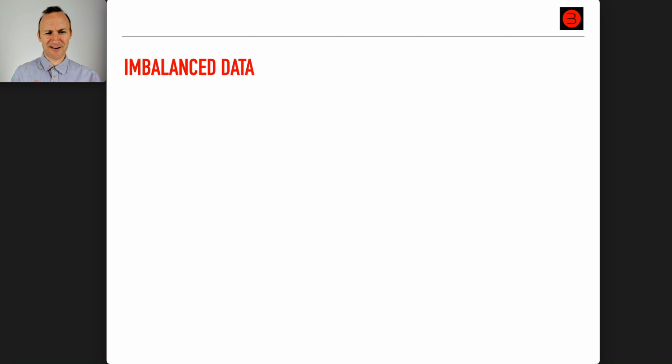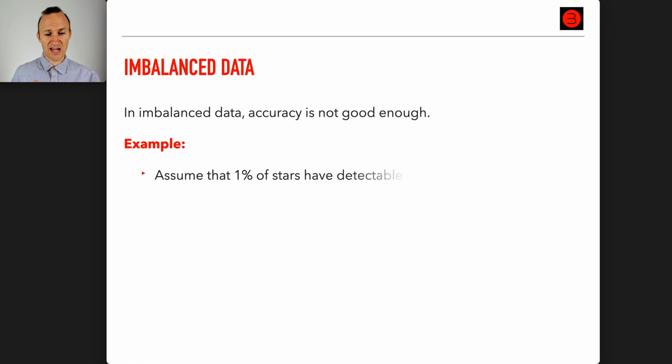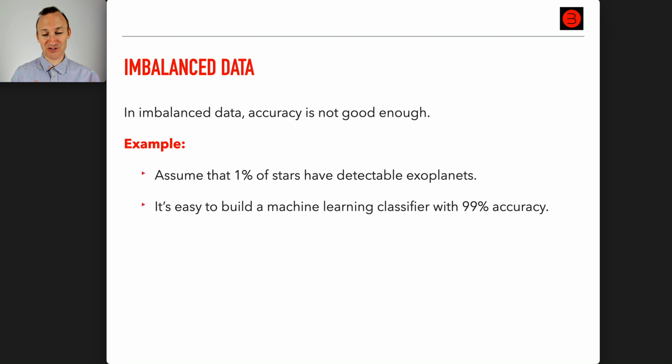But imbalanced data poses challenges. In imbalanced data, simply put, accuracy is not good enough. Now, an example will make this clear. Let's say that 1% of stars have detectable exoplanets. It's easy to build a classifier with 99% accuracy.